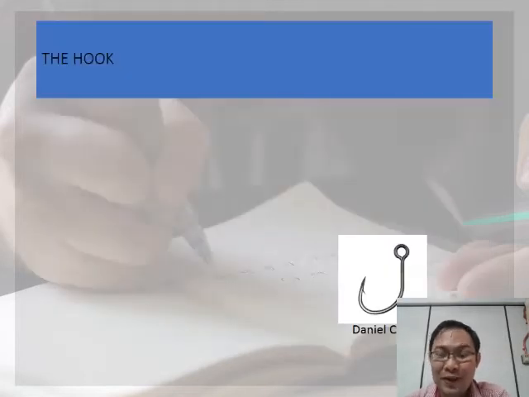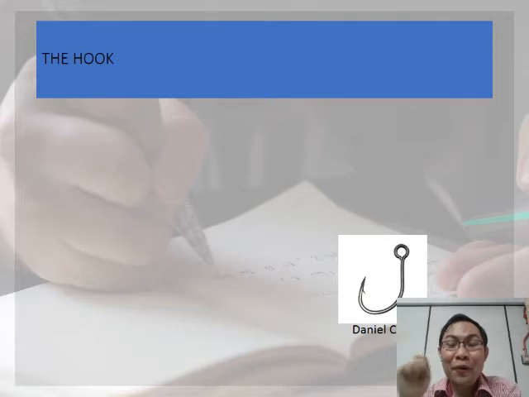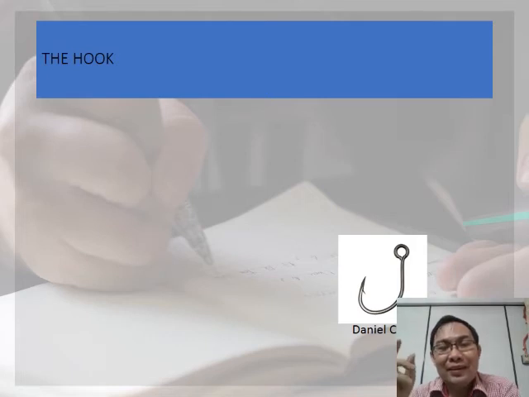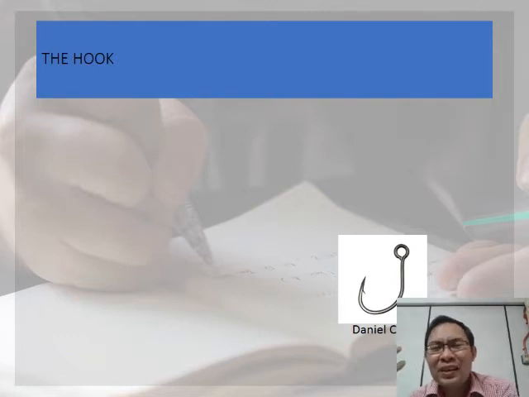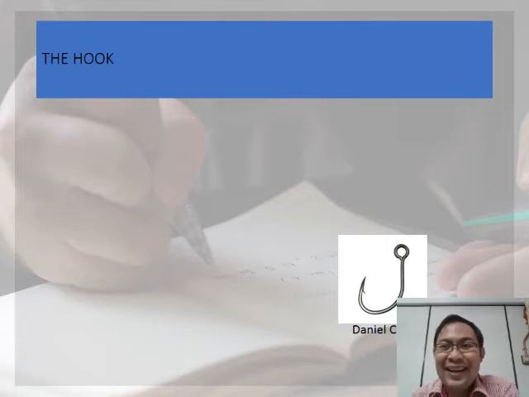All right, the hook. So part of your introduction, okay, there is a hook. What does it mean by a hook? All right, this is a term that we use. A hook means something to get your readers to read. All right, so what? You may ask me. A hook means something that makes your reader want to read your review.